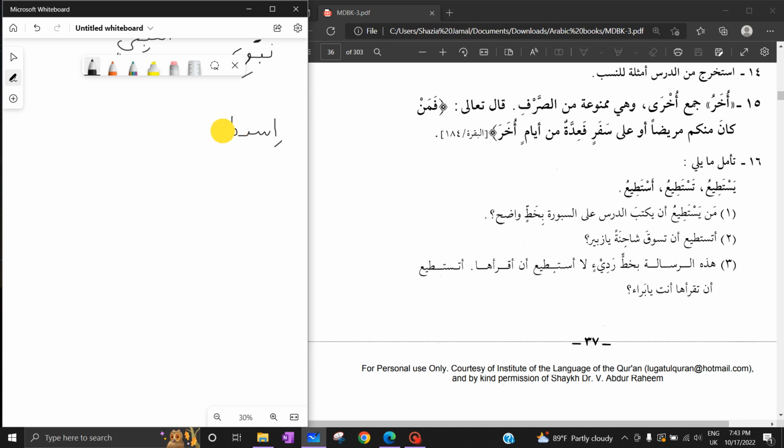Istata. Can anyone guess what this is? It's fail mazid with three letters here. Istata: alif, seen and ta from Sa'altumuniha. These are extra letters.